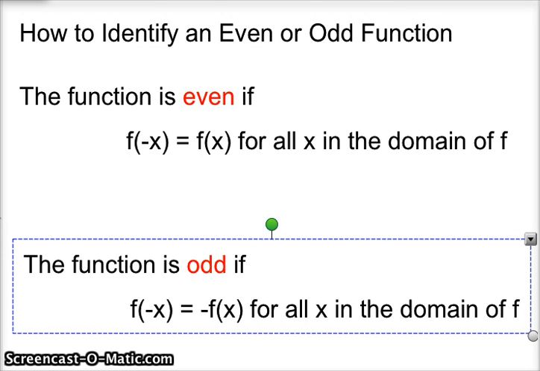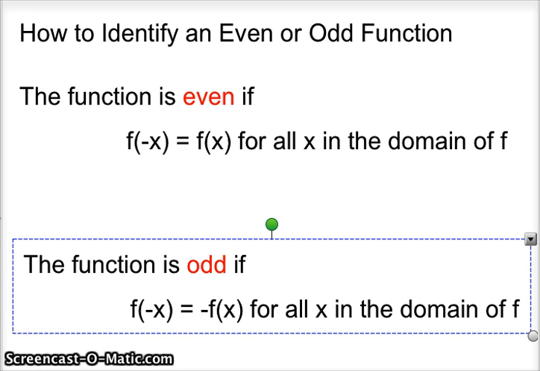Okay, so how to identify an even or odd function. Here are your definitions. A function is even if f at negative x gives an output of f at x, the original function, for all of the x's in the domain. And the function is odd if when you substitute negative x into the function, you get the negative function, so negative f at x, for all x's in the domain of f.